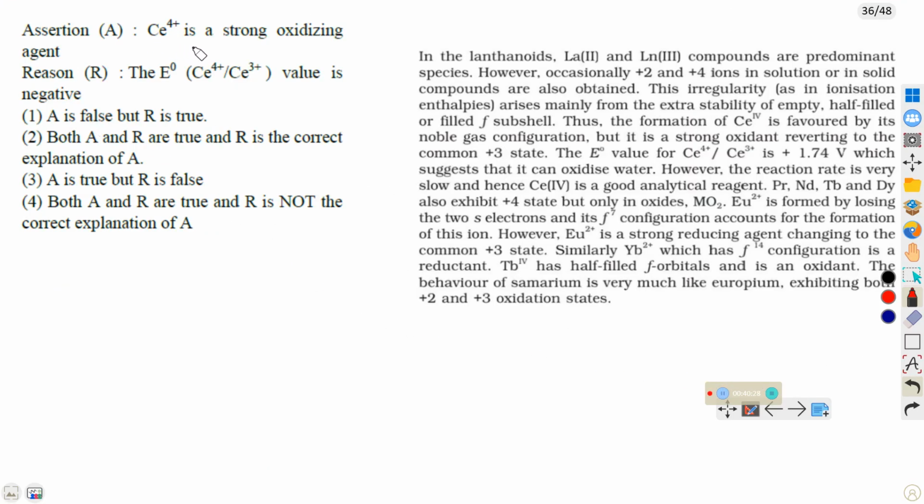Cerium plus 4 is a strong oxidizing agent. Correct. The reason says the Ce4+/Ce3+ value is negative. Wrong. The Ce4+/Ce3+ value is plus 1.74. So A is true but R is false.